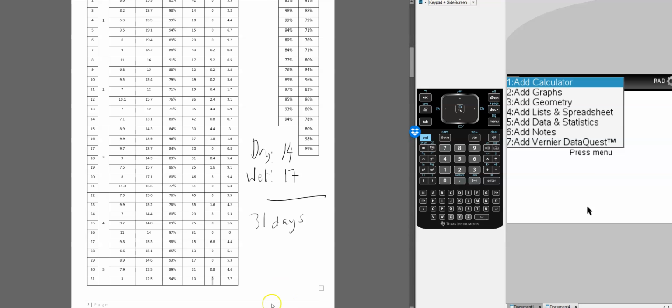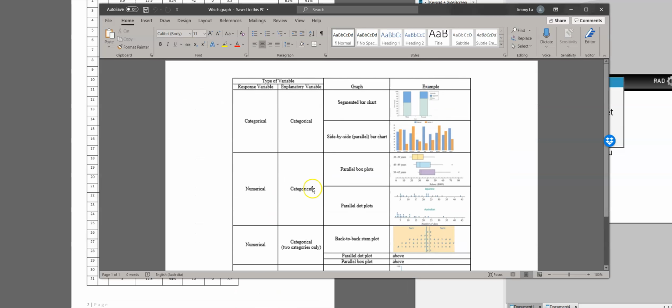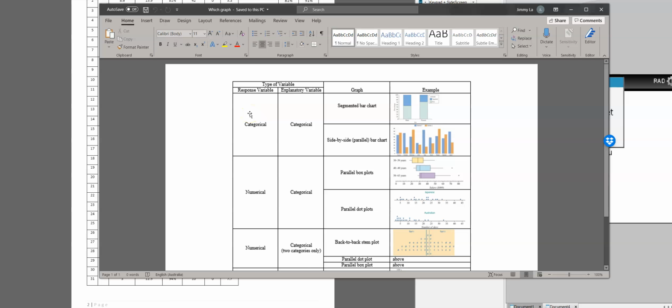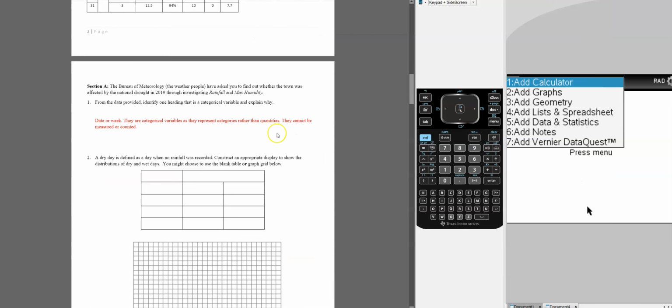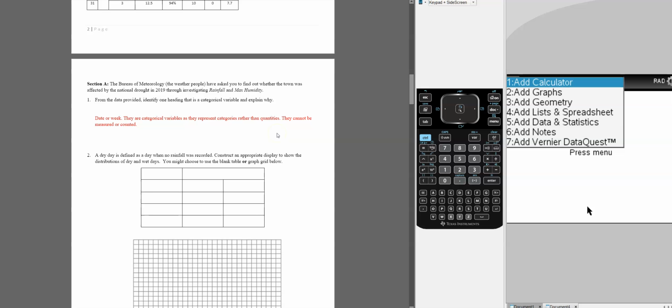We've got wet and dry days, so if we go to our graphs, we've actually got a categorical variable. Okay, and we're trying to measure that against another categorical variable, which is the days. So we should probably use a segmented bar chart or a side-by-side bar chart to actually represent this data. So let's go down and actually put the data in first. So the way I would represent this is by saying wet goes here, dry, total. This would be frequency, and this is percentage, and this represents the number of the days in itself.